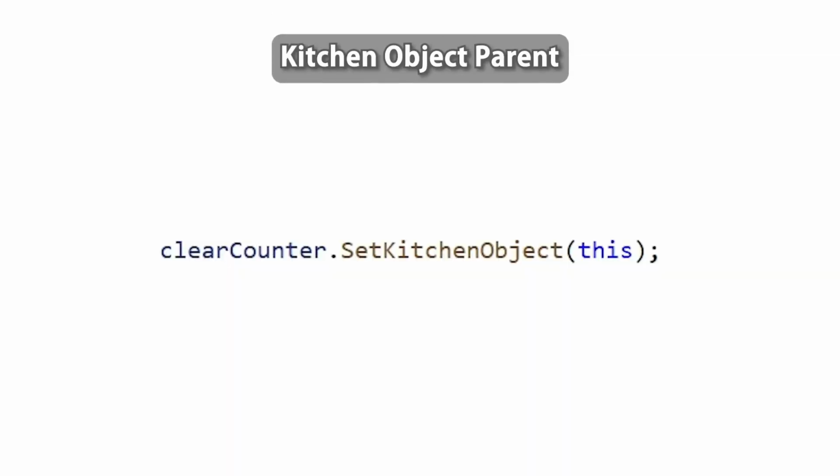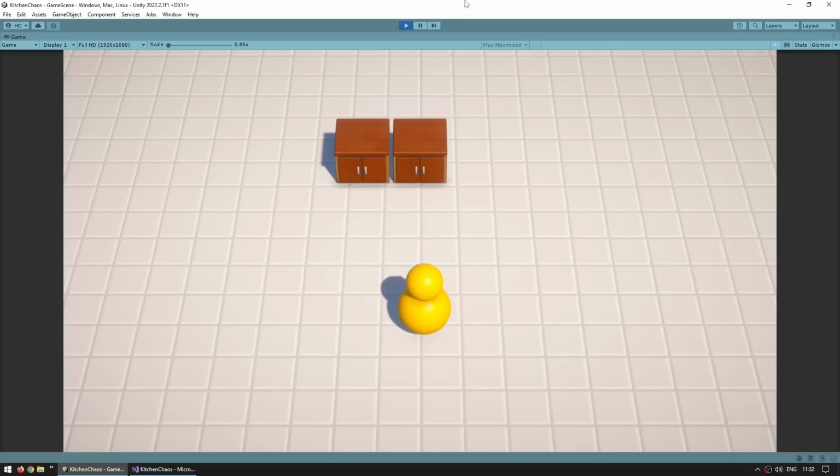In this lecture, we're going to create a kitchen object parent, meaning that the kitchen object will know where it is, and the counter will know if something is on it. This is important so that later on we can pick up a kitchen object from one place and drop it in another. Okay, so here we have our player. I can move towards this counter, interact with it, and yep, spawn a tomato. Then on this one, spawn some cheese.